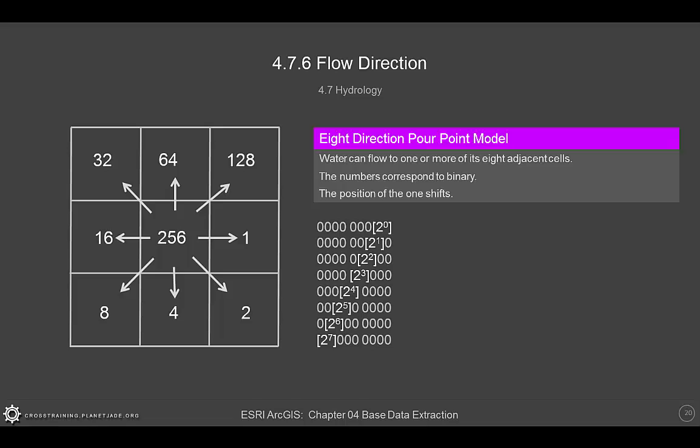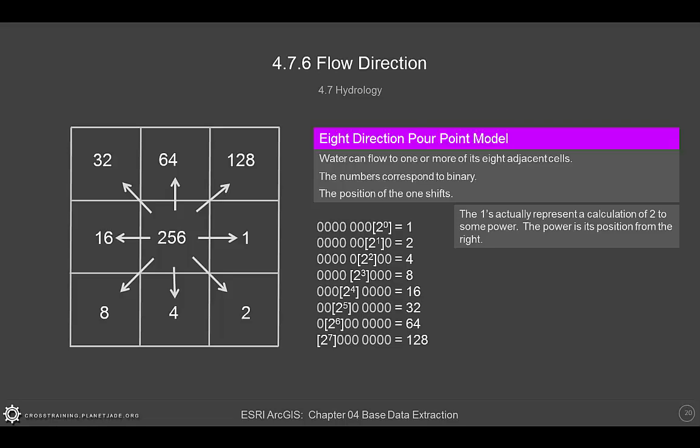Actually, the new ArcHydro release will go to 2 to the 8th, so there's an extra set down there at the bottom. Again, the 1s represent a calculation of 2 to some power, and the power is its position from the right. That value is added up, so we have 1, 2, 4, 8, 16, 32, 64, and 128. There's another row at the bottom that will go to 256, a 2 to the 8th power. Each row equates to a decimal value, so we often call this a decimal value, even though it's derived from binary.